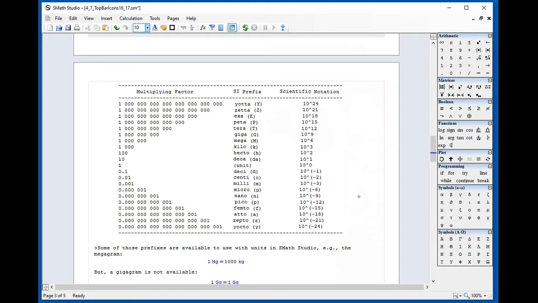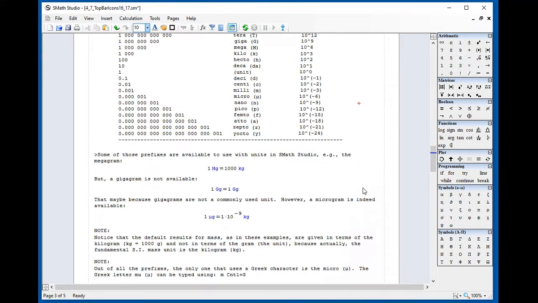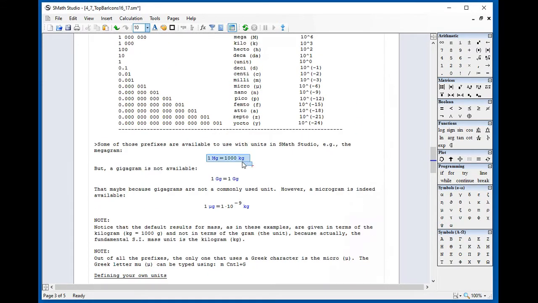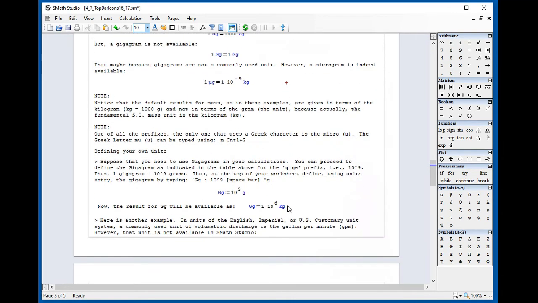And you've got to be careful though, because not all those units are defined in the collection of units. For example, the megagram is 1,000 kilograms. But I want to try a gigagram and I don't get anything. I just get GG. That means it's not defined, but the microgram is defined in terms of the kilogram. However, you can define your own units, and you say, you know, like gigagram, GG is going to be 10 to the 9 grams. And after you define it there, then it is here. But in order to use units, you need to put a quote before the name of the unit.